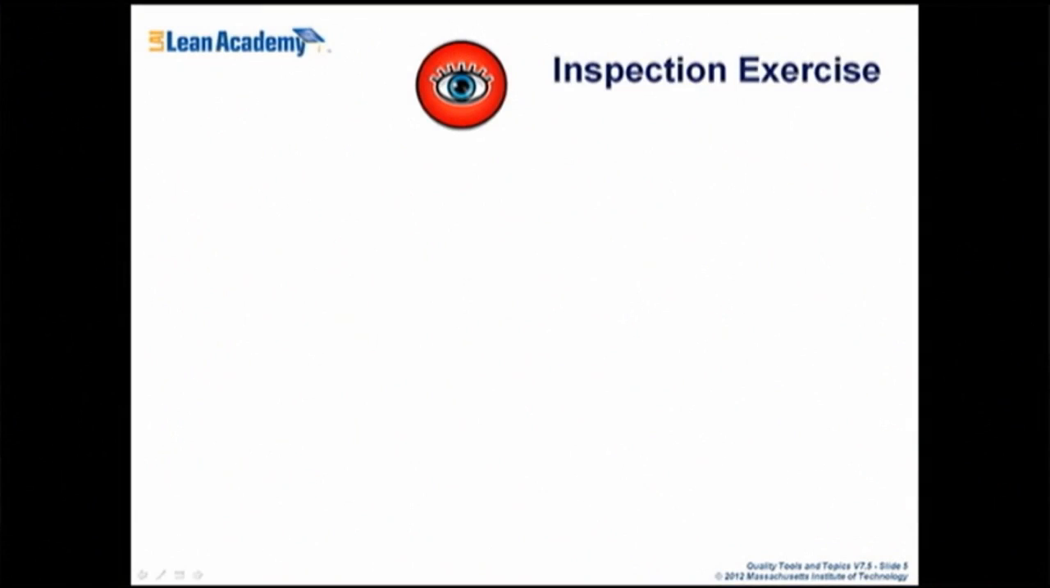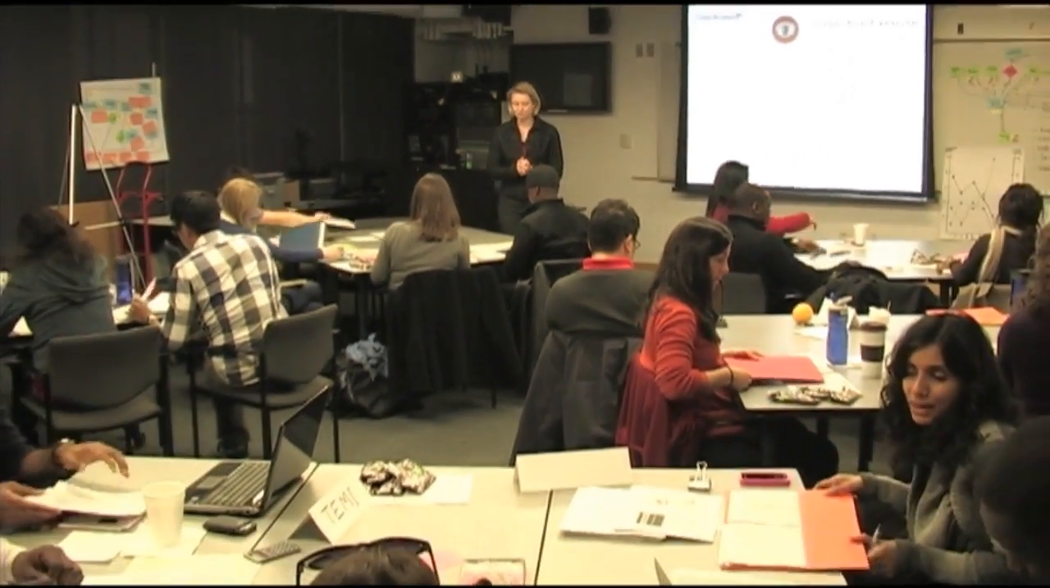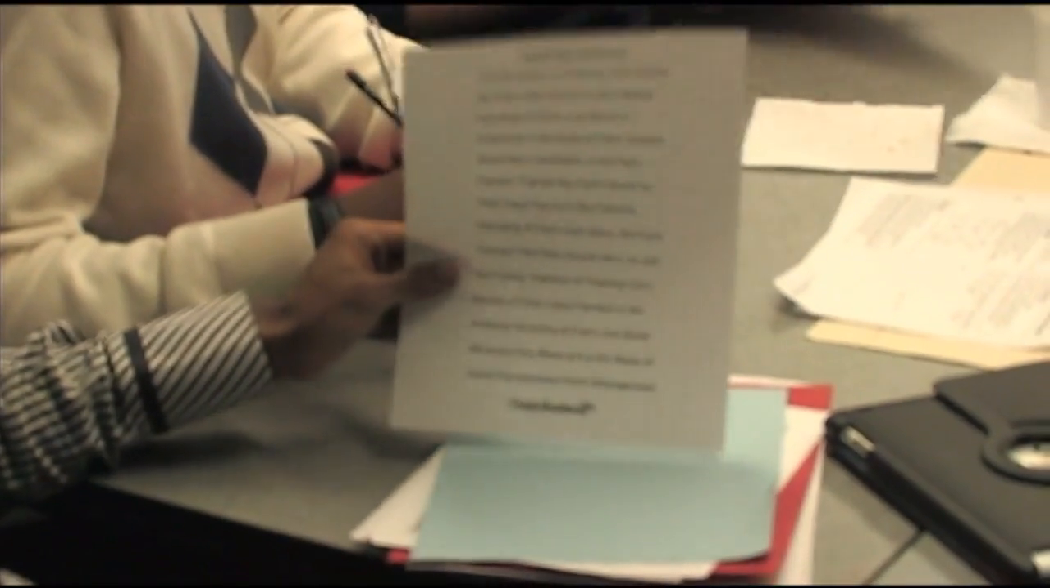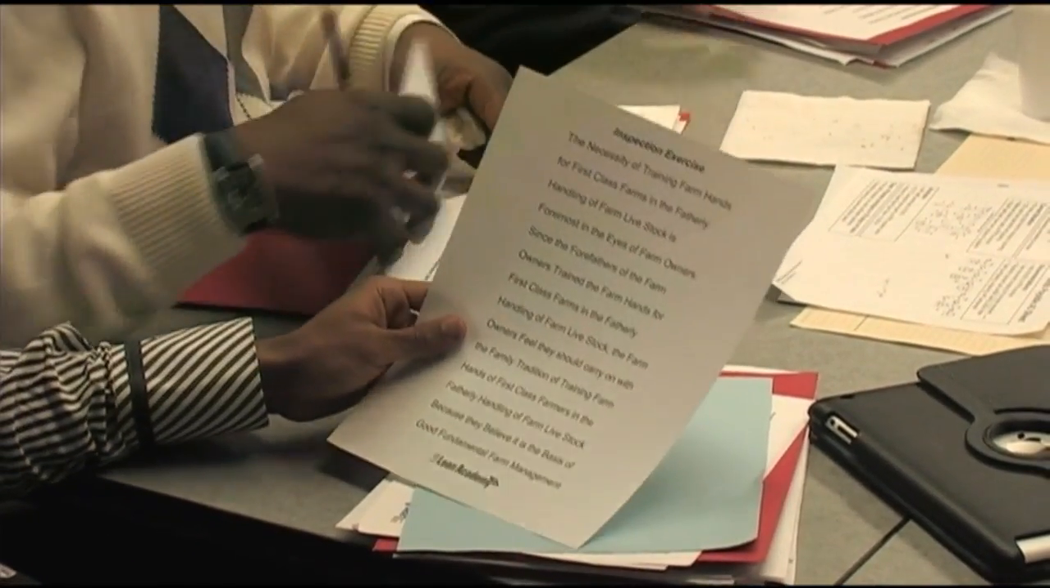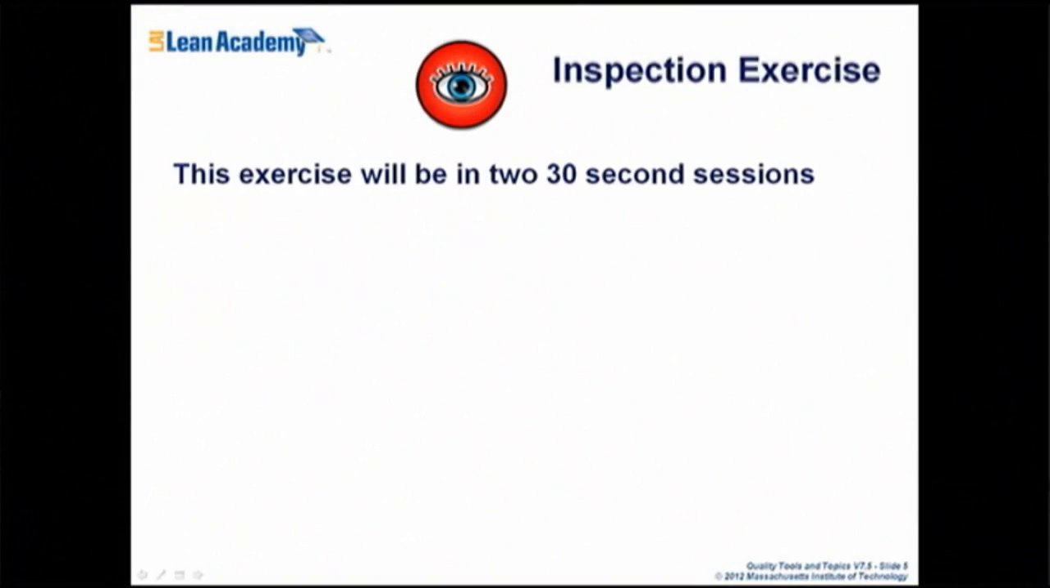So just to demonstrate to you some of the challenges involved with inspections, we have an exercise. So if you can take out your folders, there's an inspection exercise in there. It looks like this. It is entitled Inspection Exercise. So if you can take it out and turn it face down in front of you. Take your text, flip it over face down so you don't see it, and take your pen in your hand and get ready. So the exercise is going to be in two 30-second sessions.